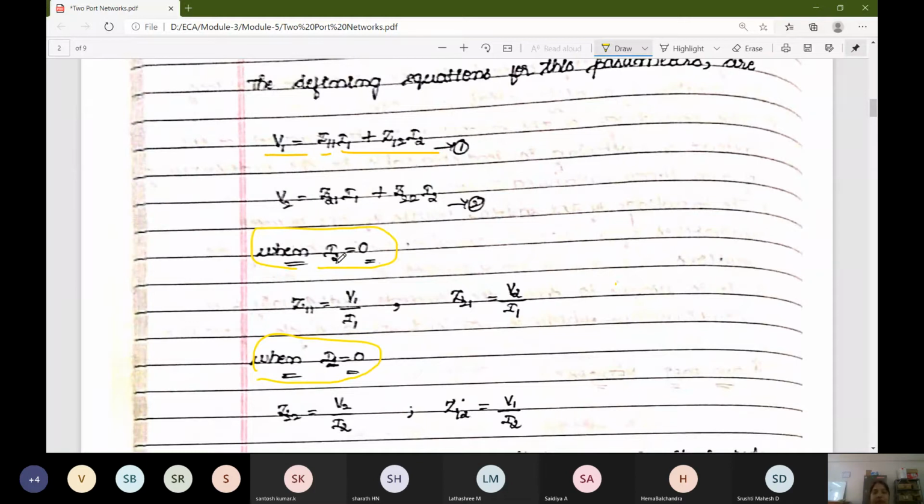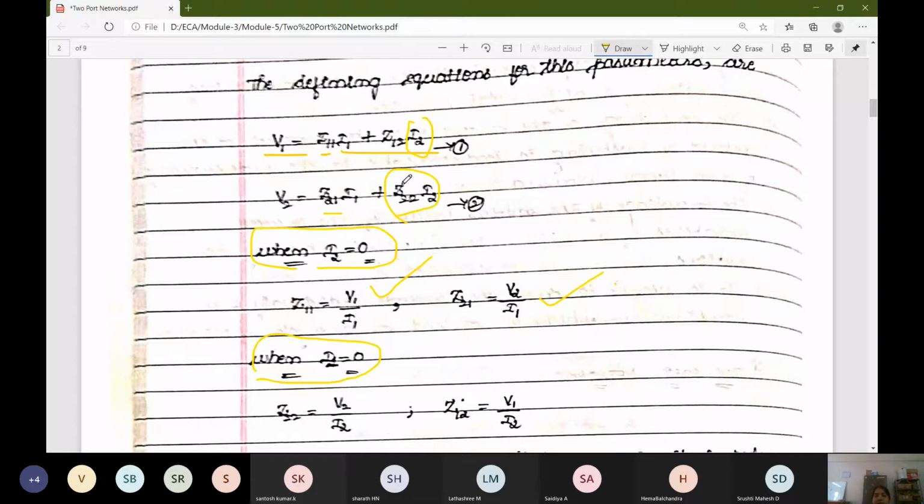Since we are making current 0, when I2 is made 0, you can see in equation 1, what will be Z11? Z11 is nothing but V1 by I1. Again, when I2 is made 0, what will be Z21? Z21 is V2 by I1. This is how you will find out the parameters. So when I2 is made 0, Z11 and Z21 are written here.